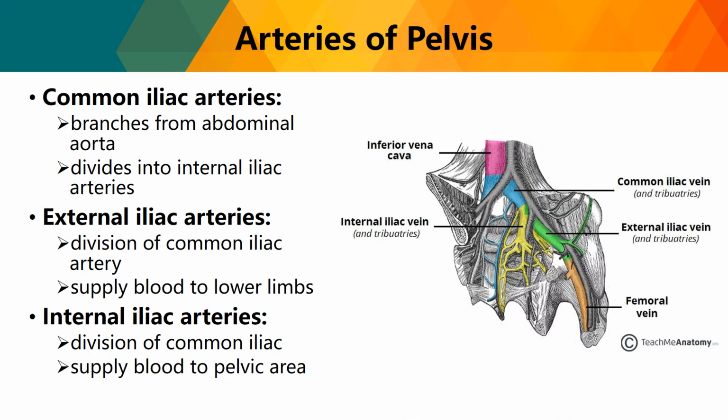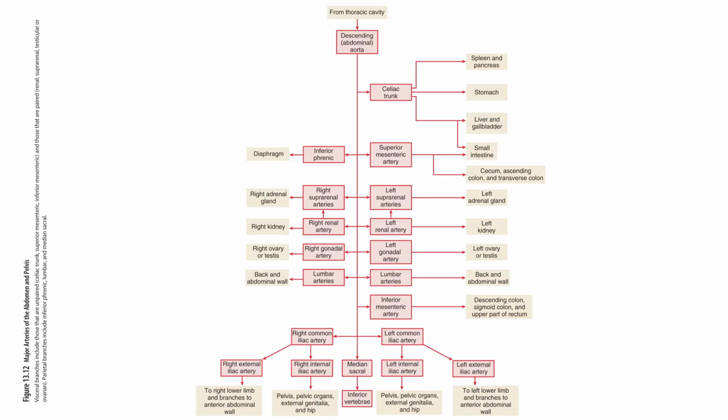Okay? Next, you have your arteries of the pelvis. You have your common iliac arteries, external iliac arteries and internal iliac arteries. Okay, so these arteries supply blood to your pelvic area. Okay.